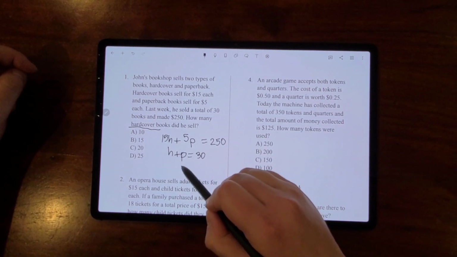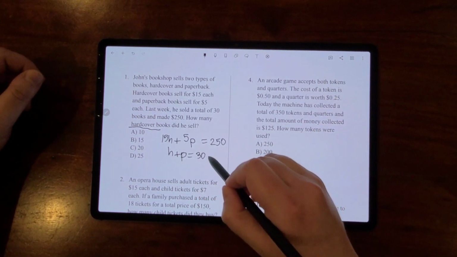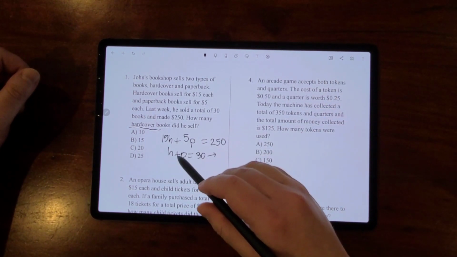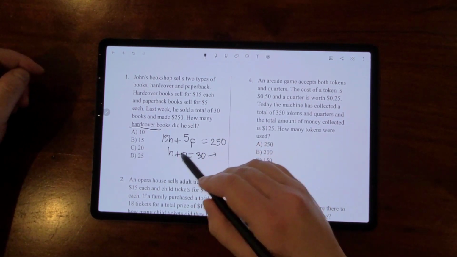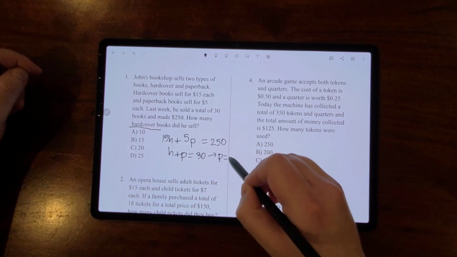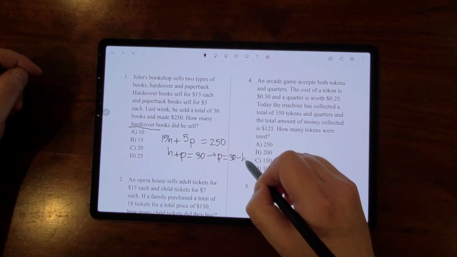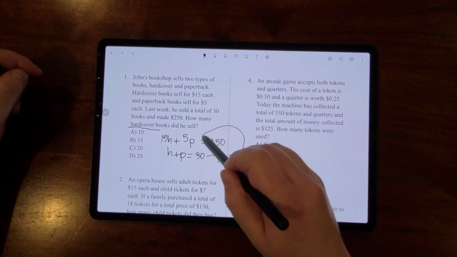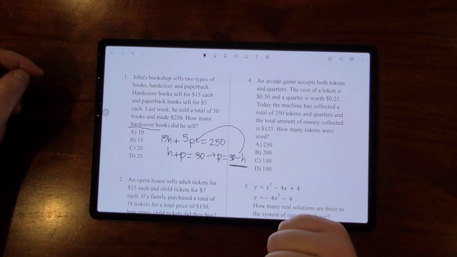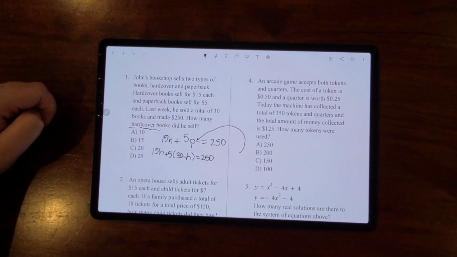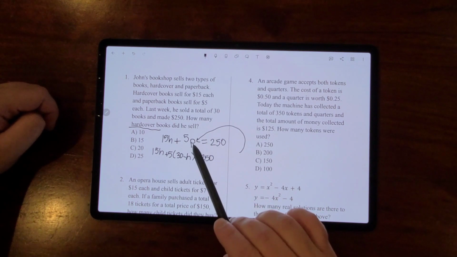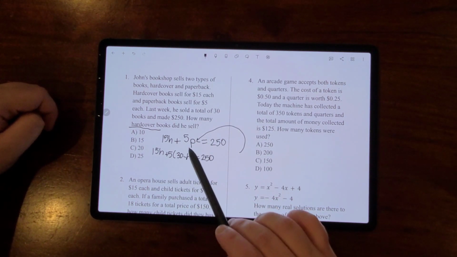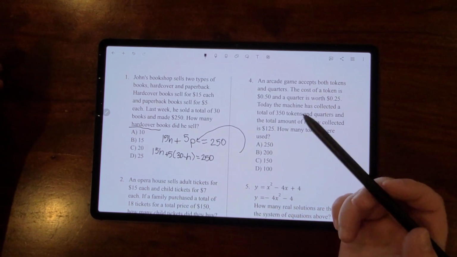Now, in order to find out what H is, I'm going to do substitution. That just seems easiest to me. So I'm going to get P by itself by subtracting H from each side. So then I know that P must equal 30 minus H. So this is called substitution because now I can substitute this in right over here for P. So now instead of writing P, I've written 30 minus H right there because I know it's the same thing.